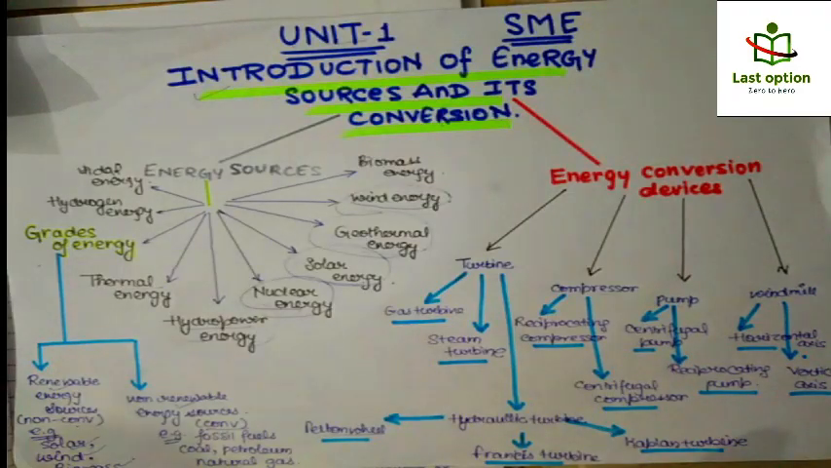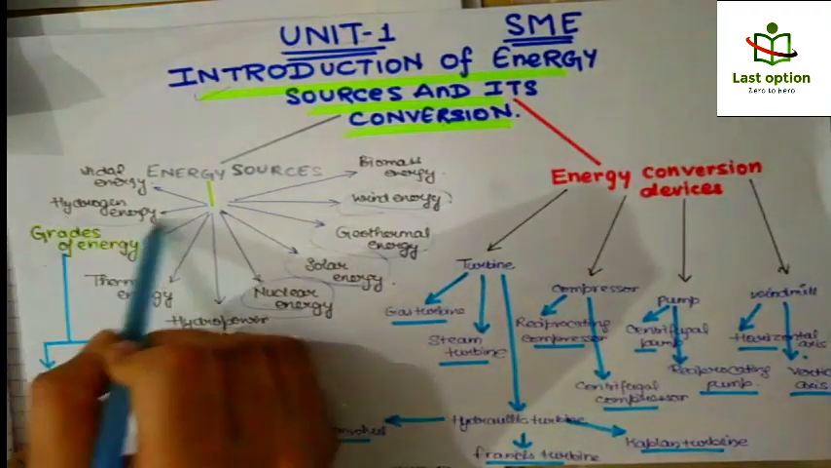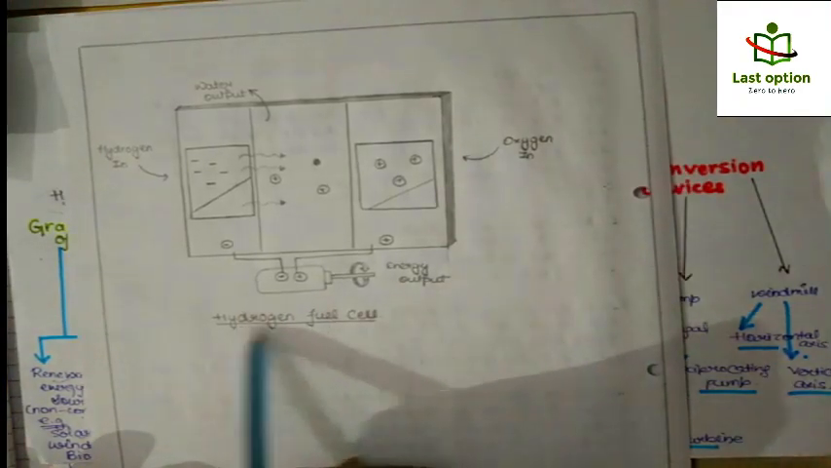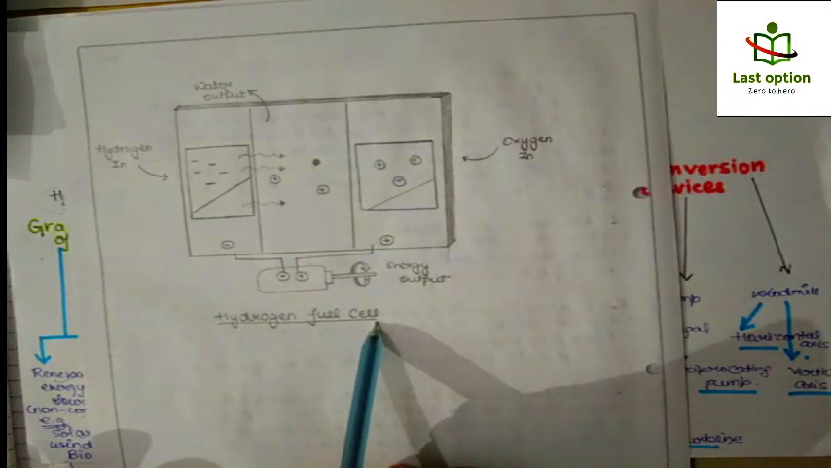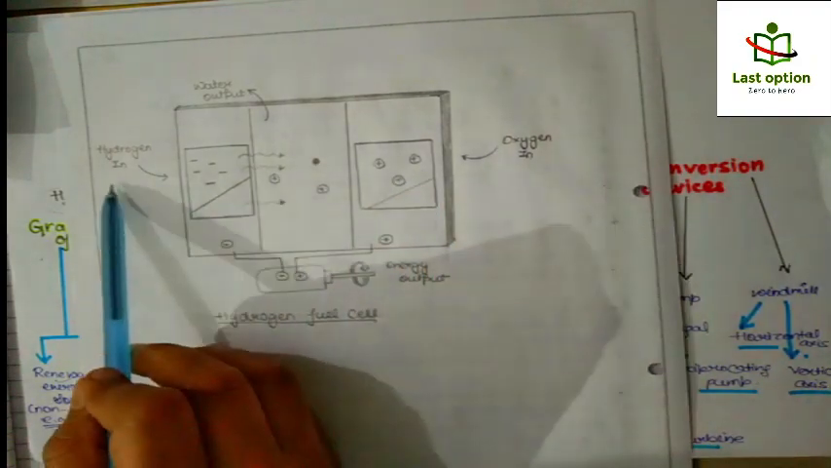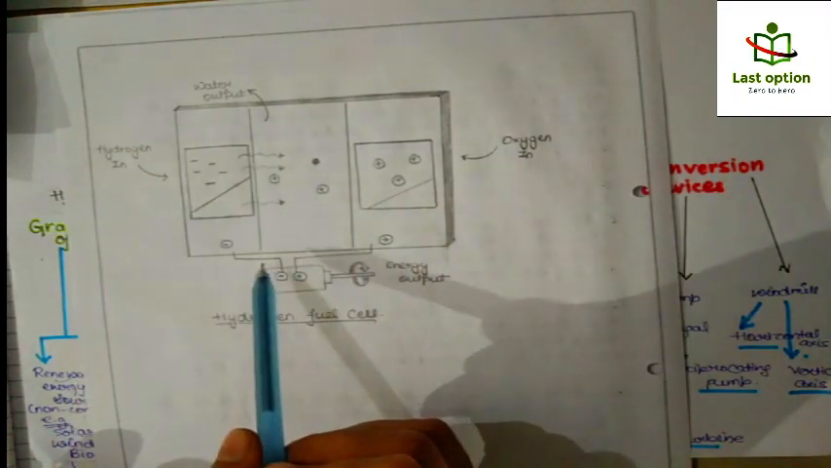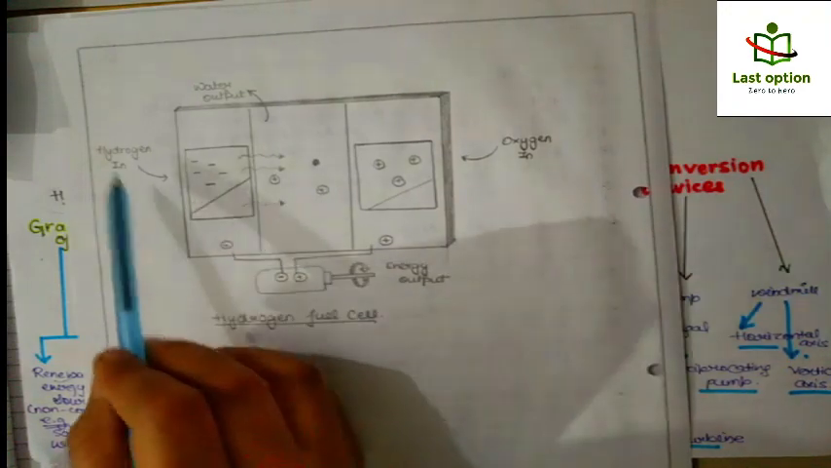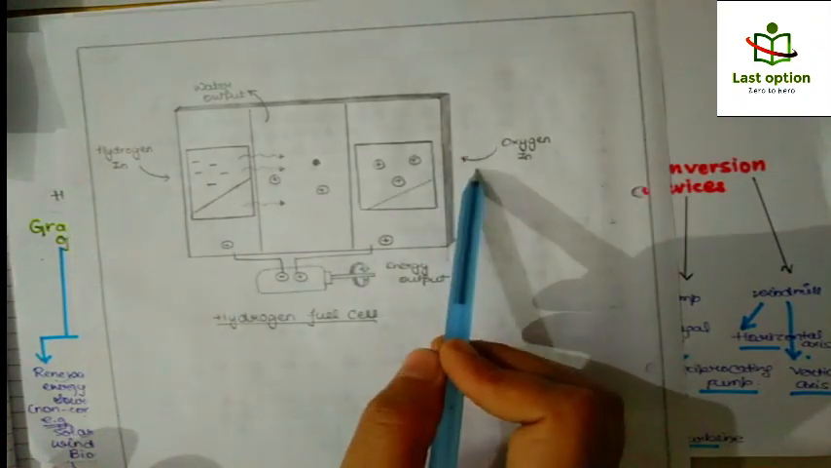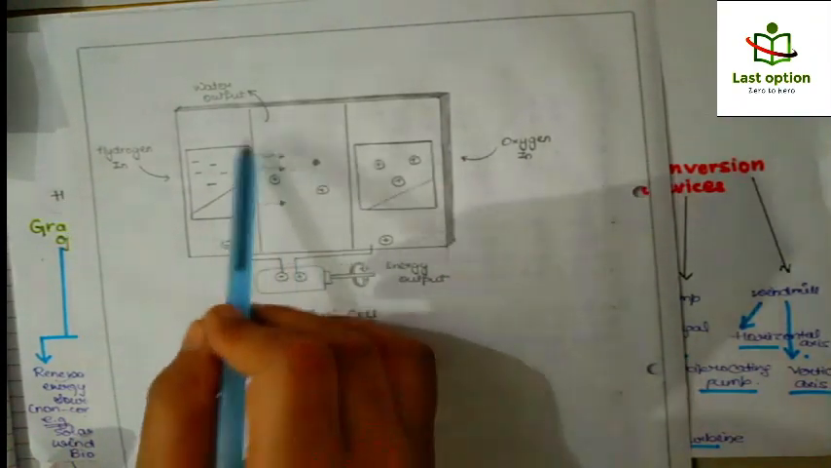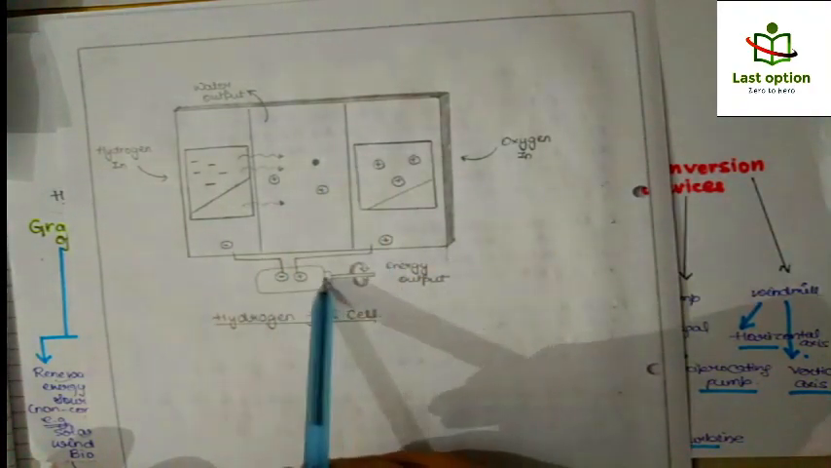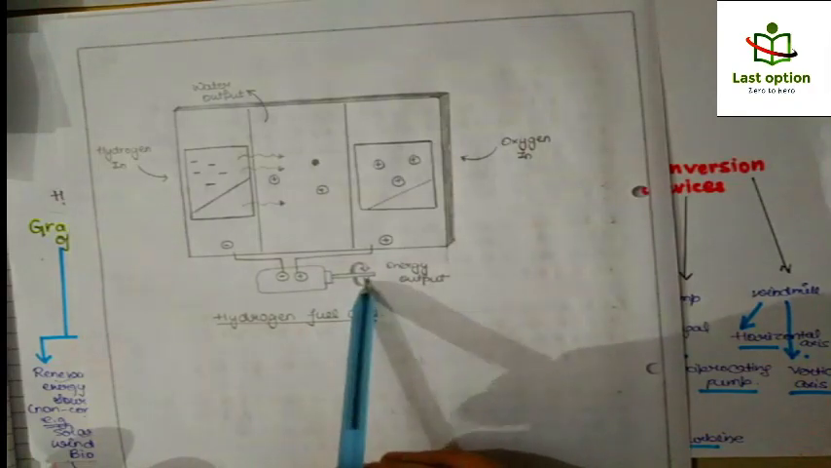Now let's cover the next part, which is hydrogen energy. This is the basic diagram of a hydrogen fuel cell, in which we convert hydrogen energy to electrical energy. This is the fuel cell which we studied in 12th class. Hydrogen is given here and oxygen is given here. Both react with each other, and water is the byproduct of this fuel cell, and energy is generated from this, which you can use as electricity.